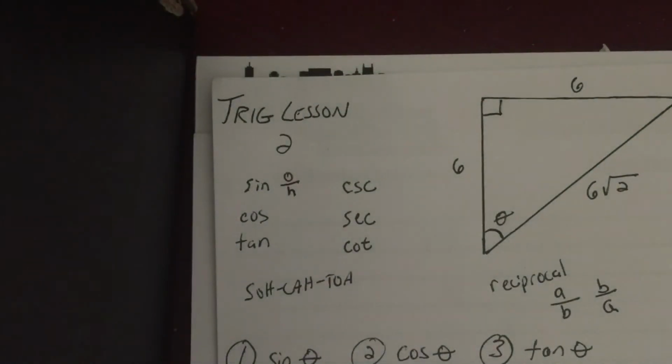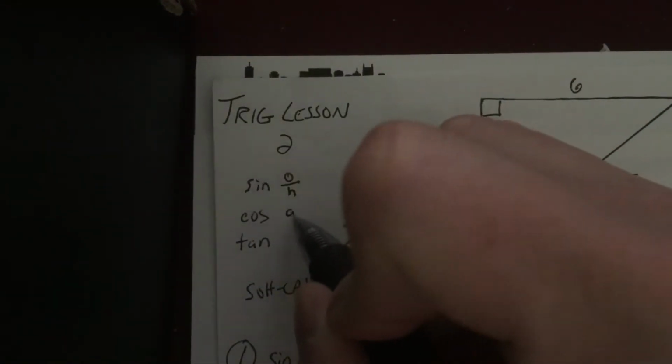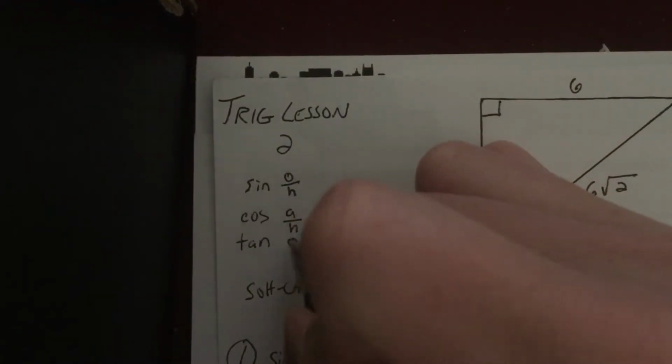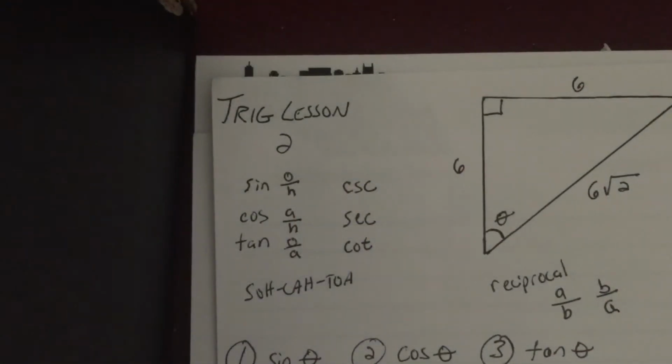Sine always stood for opposite over hypotenuse. That's the fraction we need to find the sine of an angle. Cosine, we need the adjacent over hypotenuse, and tangent, we need the opposite over the adjacent.